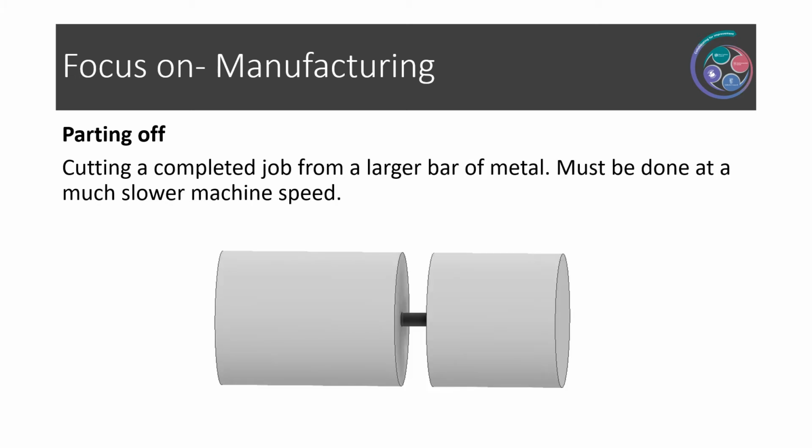The final bonus mark is parting off. This is when you cut a completed job from a larger piece of metal. This must be done at a much slower machine speed. You slowly reduce the thickness of the metal till almost nothing remains. Then the 2 pieces of metal will part ways and be separated.